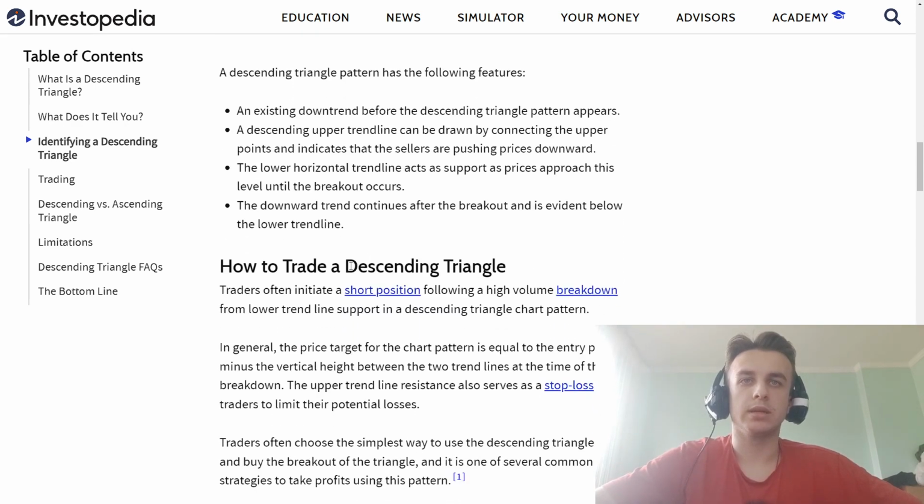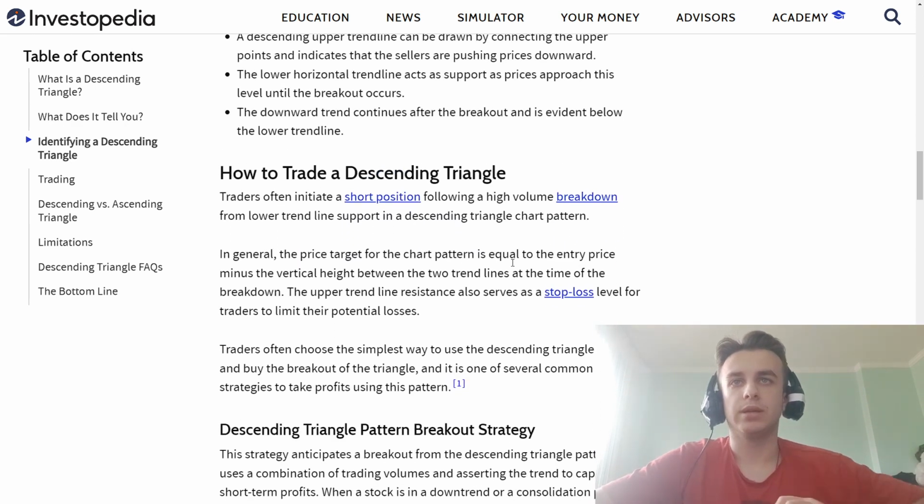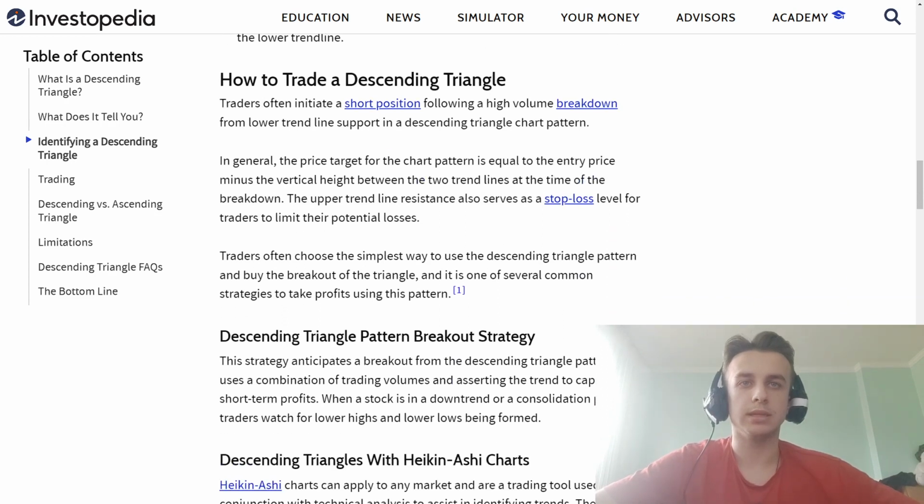How to trade the descending triangle: traders often enter a short position following a high-volume breakdown from the lower trend line support in the descending triangle chart pattern. The general price target for this chart pattern is the entry price minus the vertical height between the two trend lines at the time of breakdown. The upper trend line also serves as a stop loss level for traders to limit their potential loss. Traders often choose to wait to see the descending triangle pattern and buy the breakout of the triangle, which is one of several common strategies to take profit using this pattern.